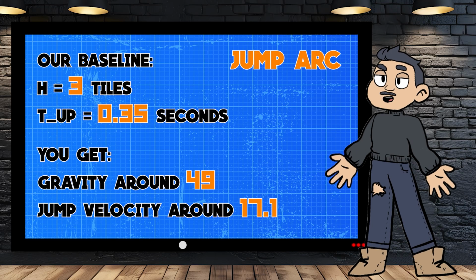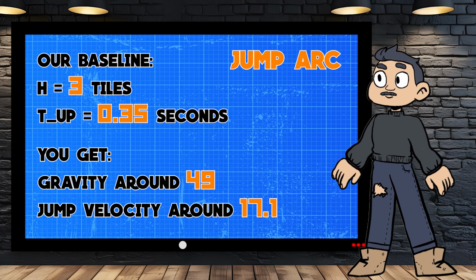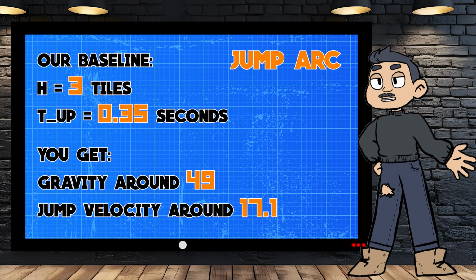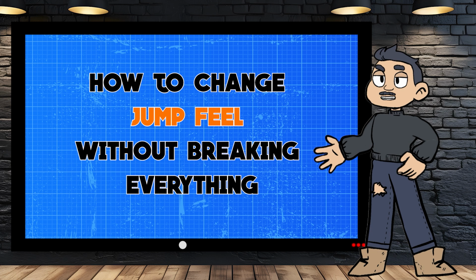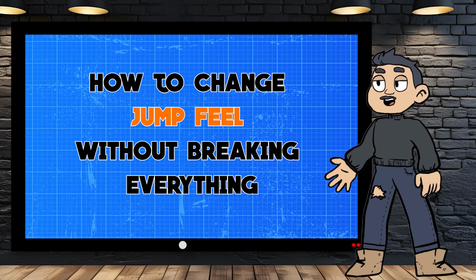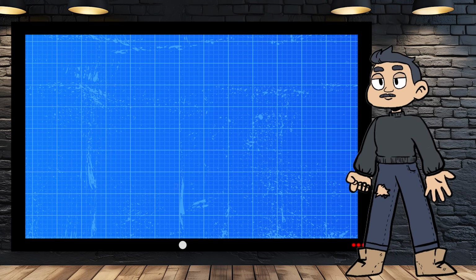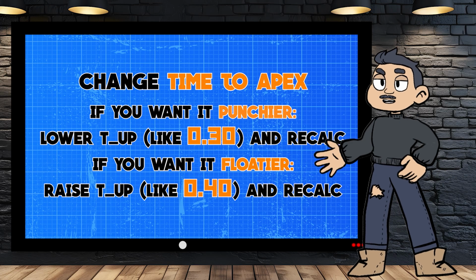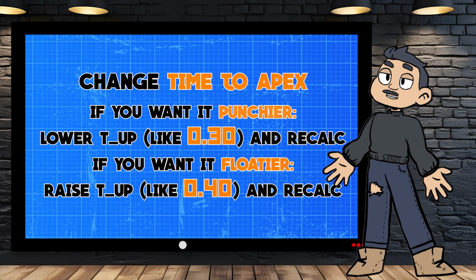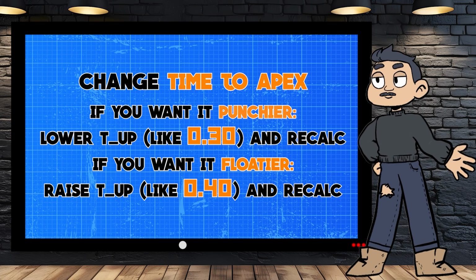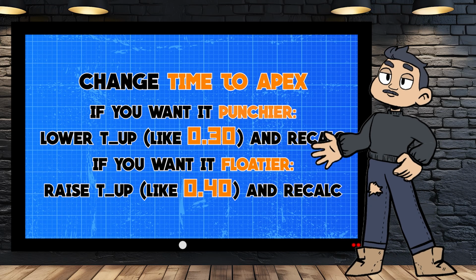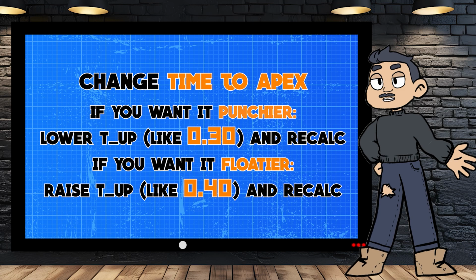And here's the important part. This isn't random. This is designed. This jump will hit your target height and timing on purpose. How to change jump feel without breaking everything. If the jump feels too floaty but the height is correct, don't touch height. Change time to apex. If you want it punchier, lower T up like 0.30 and recalc. If you want it floatier, raise T up like 0.40 and recalc. This is the cleanest way to control jump identity.